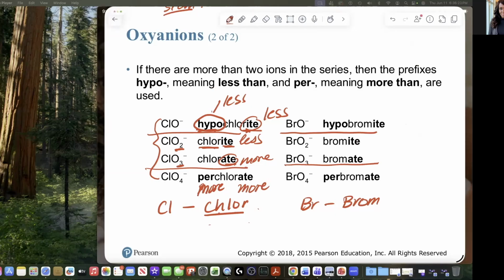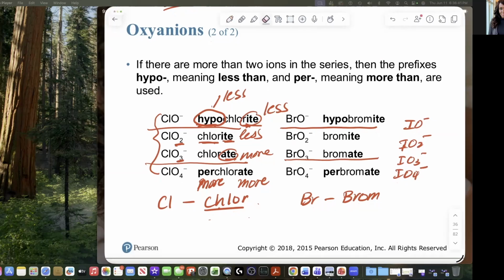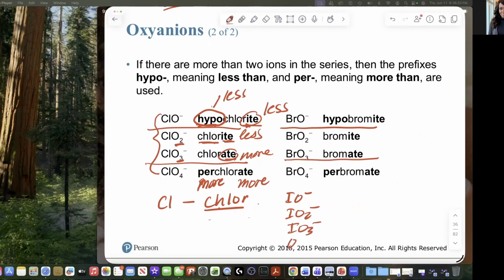Now, this can work for the chlor group. You can also make this work for the I group. IO minus, IO2 minus, IO3 minus, IO4 minus. Let me work on that one instead of doing the bromine. Let me put it on the bottom because I don't have room here.